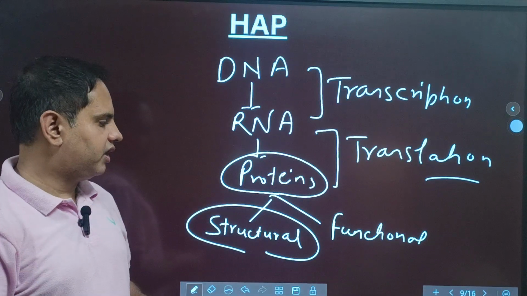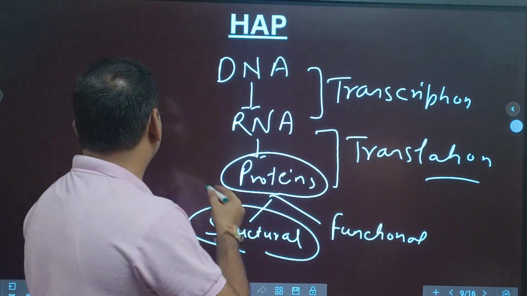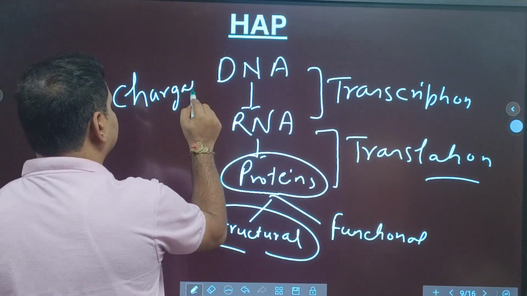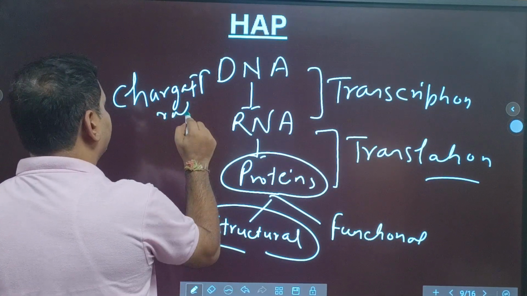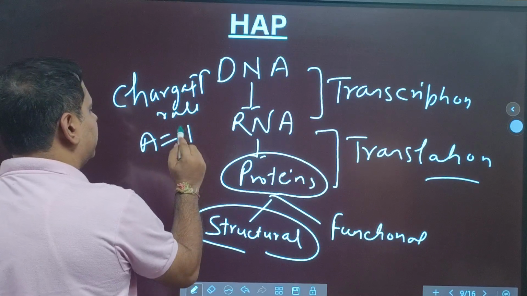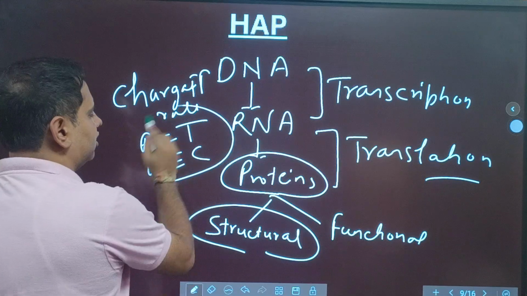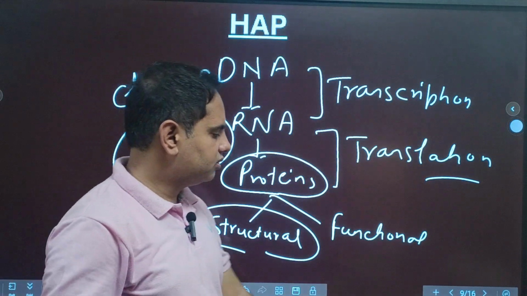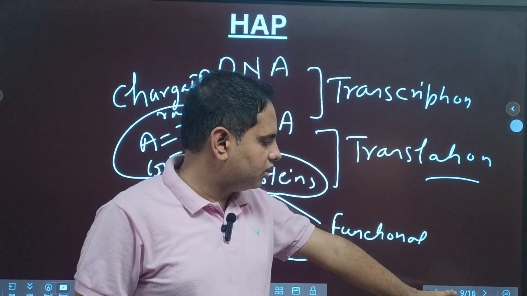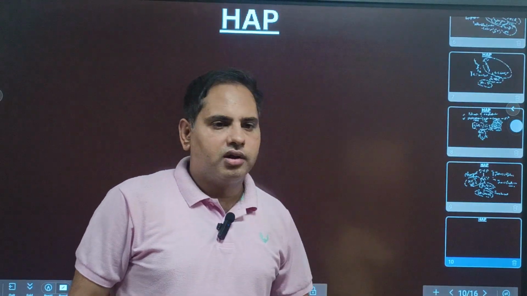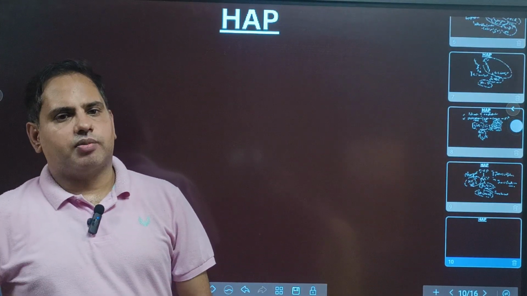So this is about your DNA, and of course there is Chargaff's rule, right? Chargaff's rule is that A pairs with T and G is complementary to C. That is your Chargaff's rule, right? This is all about your DNA, about the cell components.